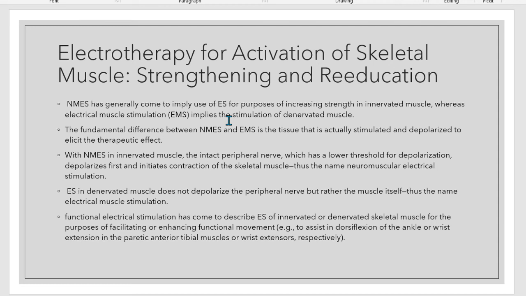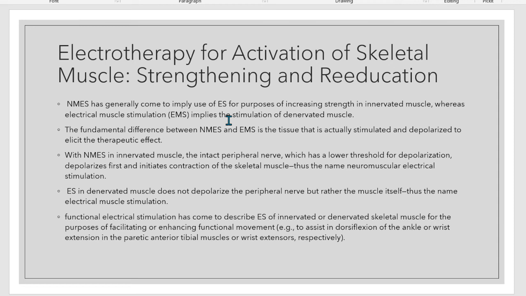ES in denervated muscles does not depolarize the peripheral nerve, but rather the muscle itself. That's the name, electrical muscle stimulation. So, sa denervated muscle, dili niya gina-stimulate ang peripheral nerve. Kay severe naman ni, so dili niya ma-stimulate. So, unsa man iya gina-stimulate? Direkta niya gina-stimulate ang muscles, no? Bypassing now your myoneural or neuromuscular junction.